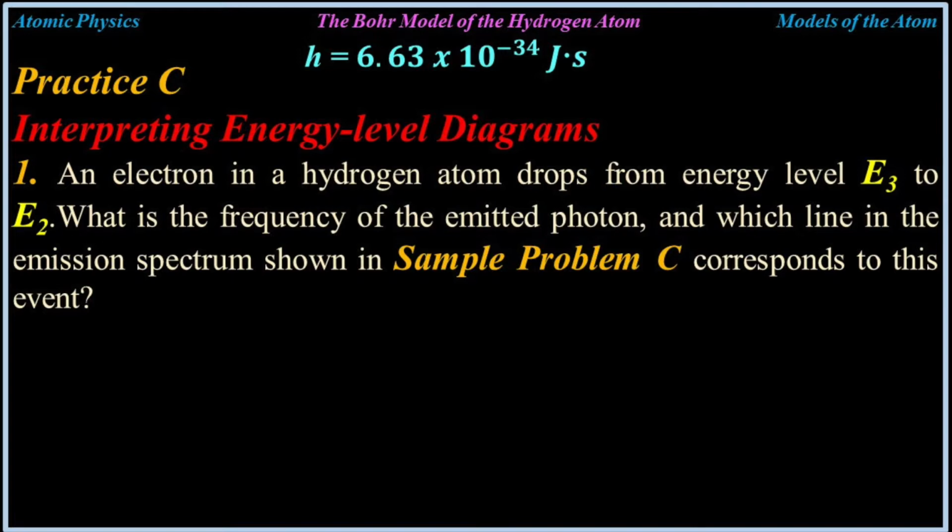Number 1. An electron in a hydrogen atom drops from energy level E3 to E2. What is the frequency of the emitted photon, and which line in the emission spectrum shown in sample problem C corresponds to this event? At this time, you might want to review sample problem C.